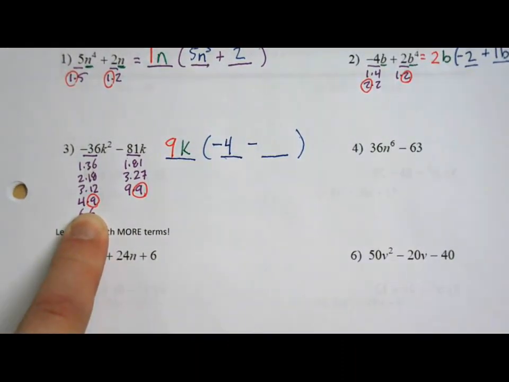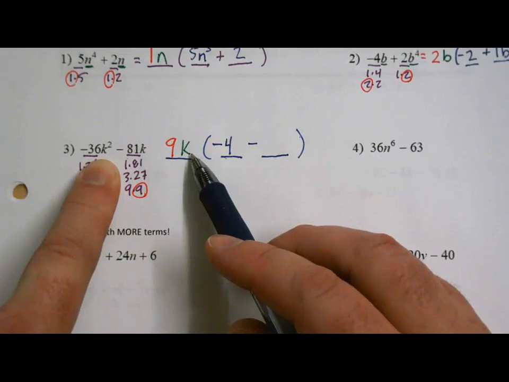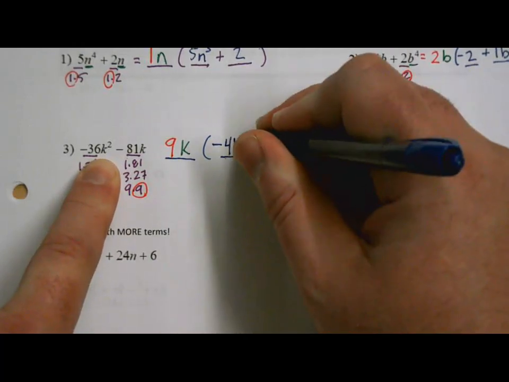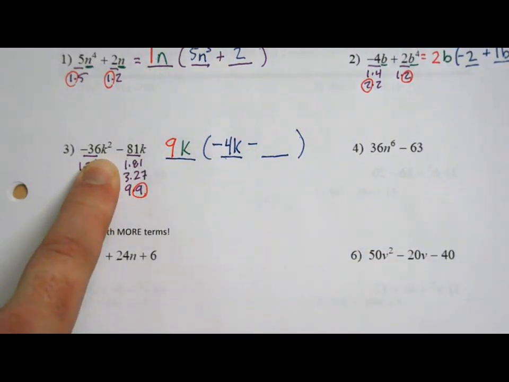Is it just a 4 or do we need some k's in there too? I'm trying to get k squared. I've only got 1 k multiplying on the outside. I think I'm going to need another k in here. That k times k will give us this k squared we need.